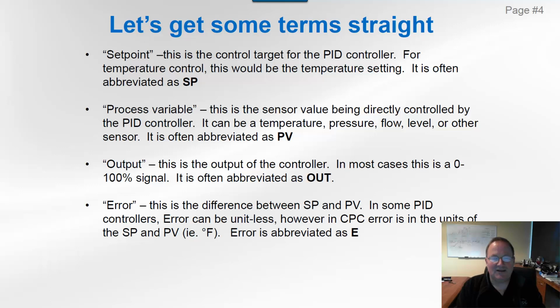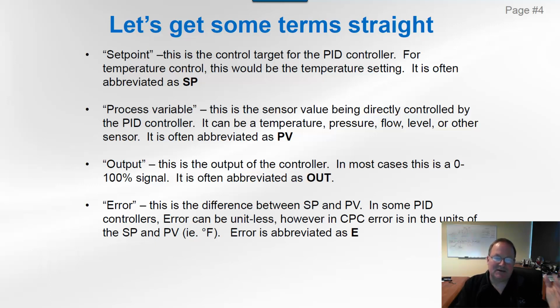It is often abbreviated as out, and in our control systems, that output is typically routed to a heater, to a cooling valve, to a pressure valve, to exhaust valves. So that output is what is used to actually drive those physical elements.